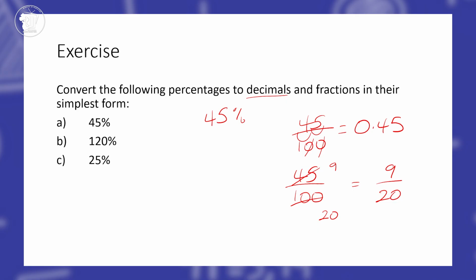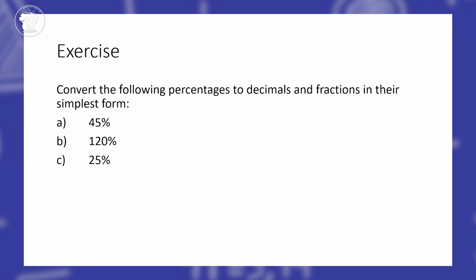So for the first one, when we convert 45% to a decimal, that would give us 0.45. And we convert 45% to a fraction, that would simplify to 9 over 20. So we have 120% now. We want to convert that to a decimal and then a fraction. So let's convert it to a decimal.